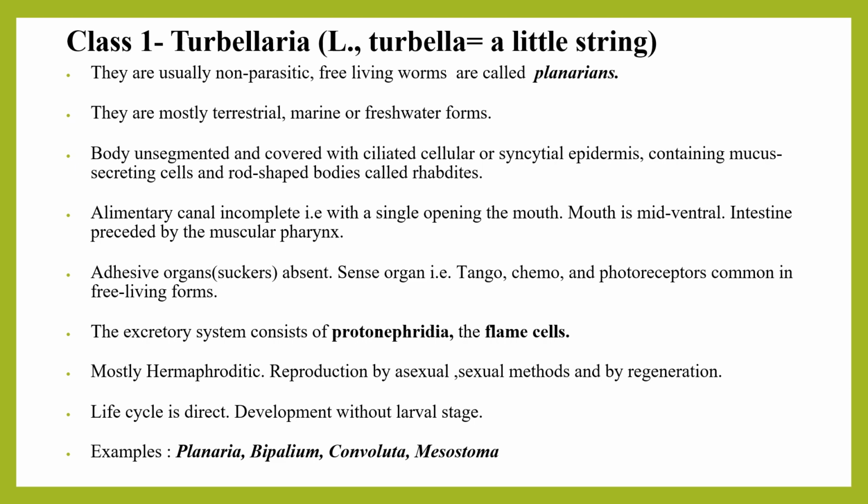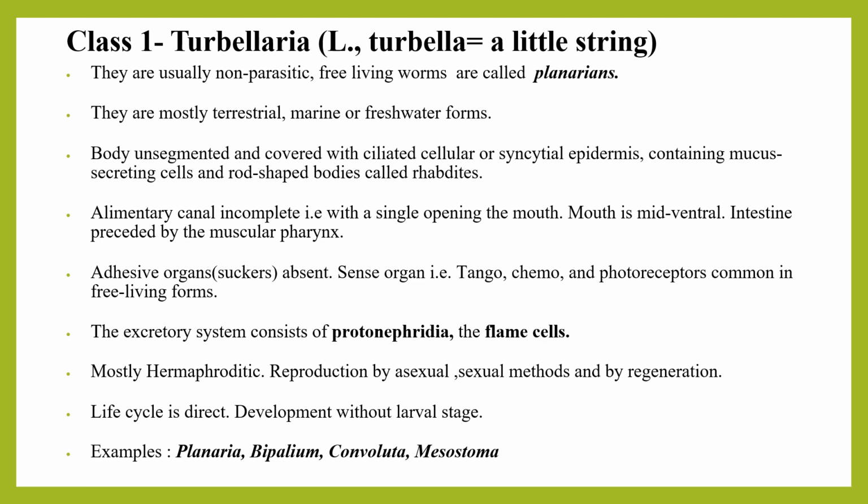Class 1 Turbellaria. The turbellarians are usually non-parasitic, free-living worms and are called planarians. They are mostly terrestrial, marine or freshwater forms. The body is unsegmented and covered with ciliated cellular or syncytial epidermis containing mucus-secreting cells and rod-shaped bodies called rhabdites. The alimentary canal is incomplete, that is, it has a single opening, the mouth. The mouth is mid-ventral. The intestine is preceded by the muscular pharynx. The adhesive organs like the suckers are absent.